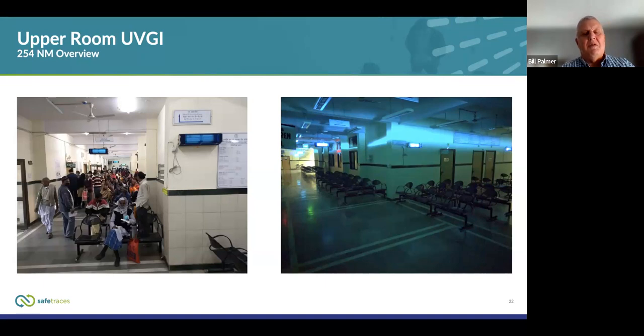And you can see in the picture on the right that we are creating a well-defined UV irradiation zone in the upper portion of the room, but yet we're not allowing unsafe levels of UV into the occupied zone. Next slide.